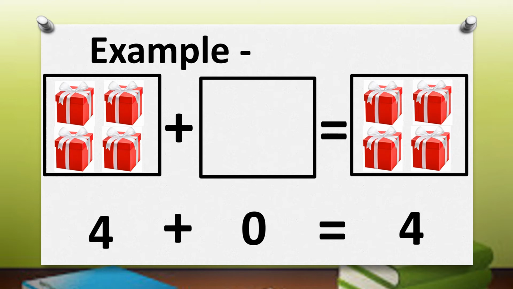Now children, if you see the answer, it is number 4. And number 4 is equal to the numbers that we added. So the answer that we got here on adding is equal to the numbers that we added. So children, always remember that the sum obtained by adding two numbers is always greater than or equal to the larger number.